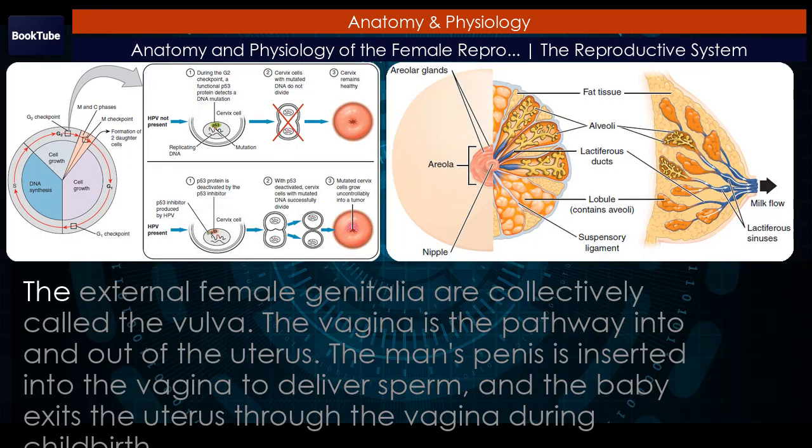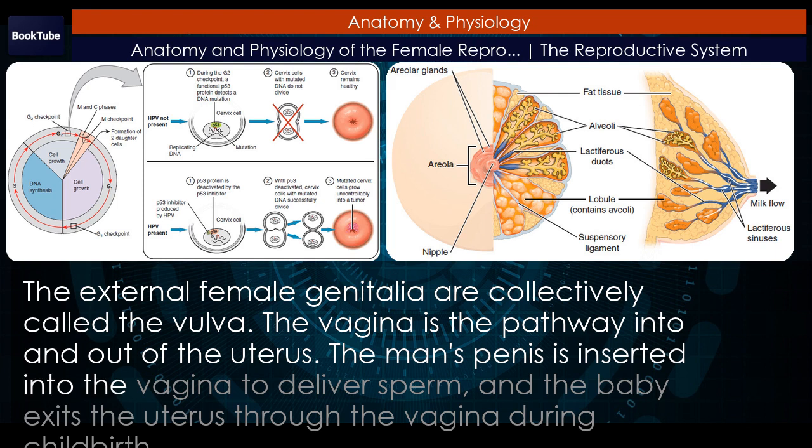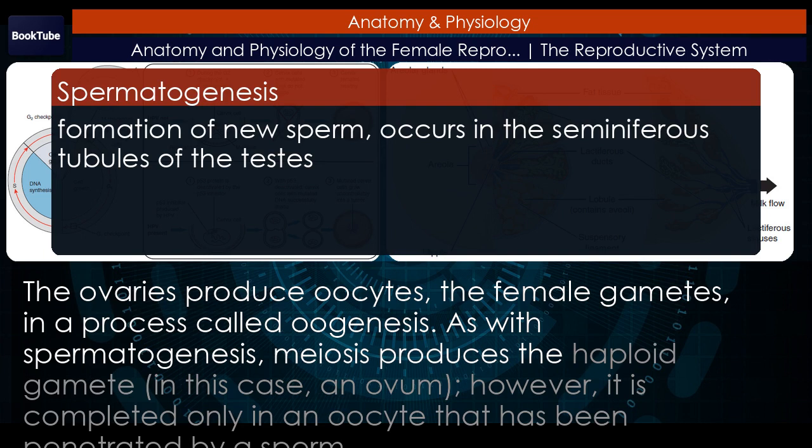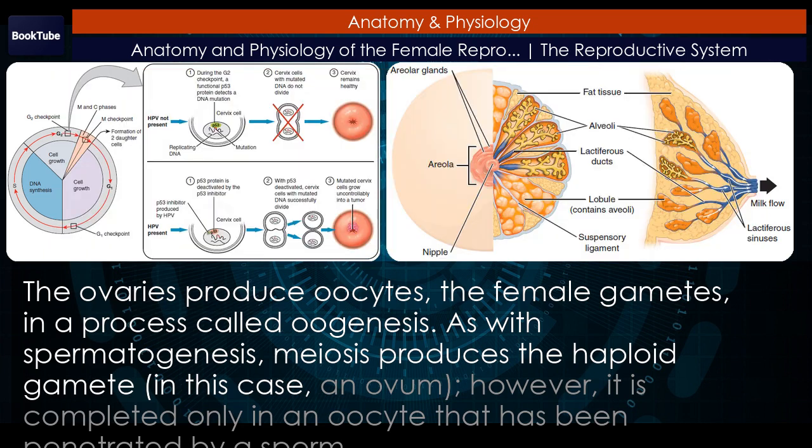Chapter Review. The external female genitalia are collectively called the vulva. The vagina is the pathway into and out of the uterus. The man's penis is inserted into the vagina to deliver sperm, and the baby exits the uterus through the vagina during childbirth. The ovaries produce oocytes, the female gametes, in a process called oogenesis. As with spermatogenesis, meiosis produces the haploid gamete, in this case, an ovum. However, it is completed only in an oocyte that has been penetrated by a sperm.